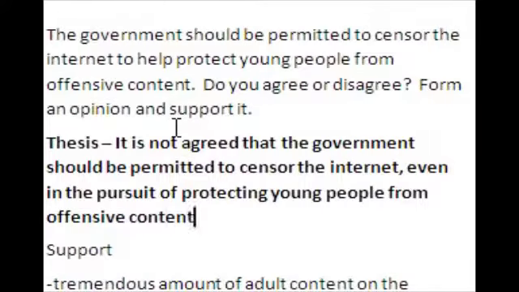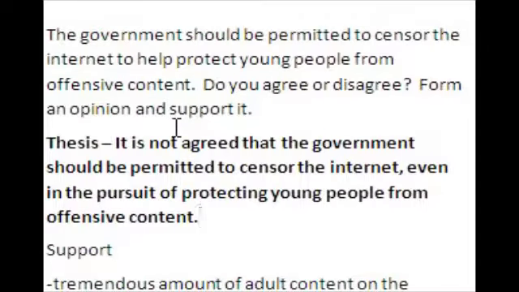Okay, so now if we look at this thesis, what I've done is I've taken some specific words right out of the question and I reused them again. This is a strategy that will be helpful to you, and it will be helpful to your essay reader, because they'll be able to clearly see the link between your essay question and what you're arguing.